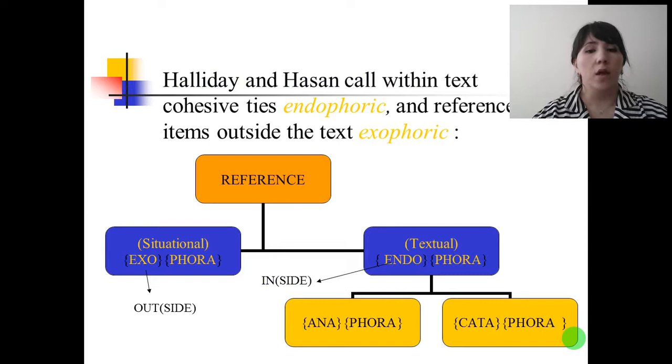Halliday and Hasan call within-text cohesive ties anaphoric, and references to items outside the text exophoric. Reference, you can look at the situational exophora, textual anaphora, inside and outside, anaphora, cataphora.